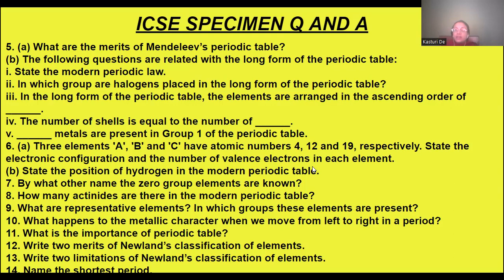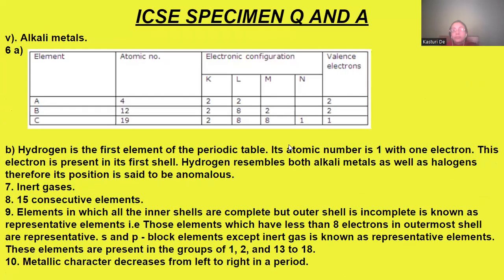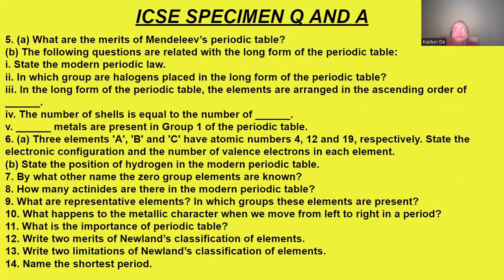And the number of valence electrons. Let's see what the valence electrons will be. First A, which is 4, it has 2 and 2. Then B, 12, it has 2, 8 and 2. And C, 19, that means 2, 8, 8 and 1. So in case of A, the valence electrons will be 2. In case of B, the valence electrons will be 2. In case of C, the valence electron will be 1. Clear? Next.